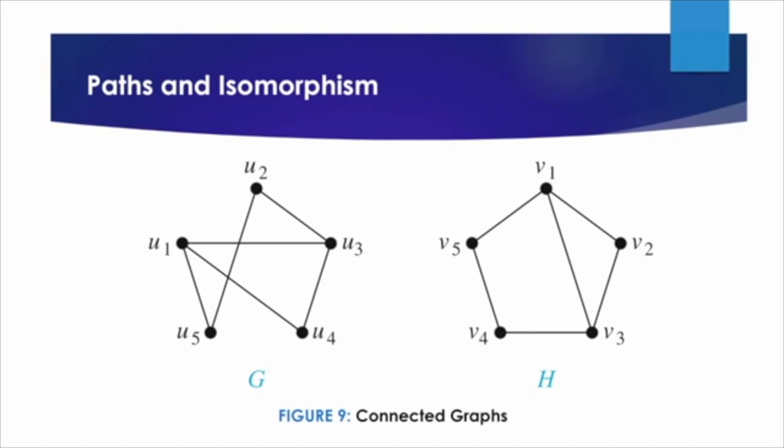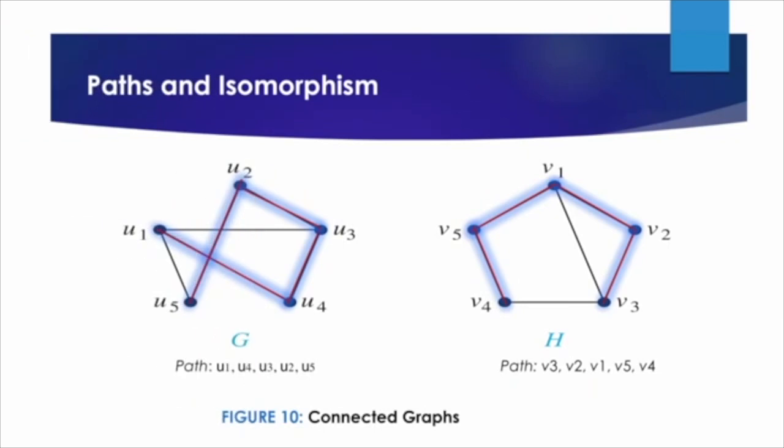So we need to study this case further. To find a possible isomorphism, we can follow paths that go through all vertices so that the corresponding vertices in the two graphs have the same degree. For example, the paths U1, U4, U3, U2, U5 in G, and V3, V2, V1, V5, V4 in H. Both go through every vertex in the graph. Start at a vertex of degree 3, then you go to vertices of degree 2, 3, and 2 respectively, and end at a vertex of degree 2.